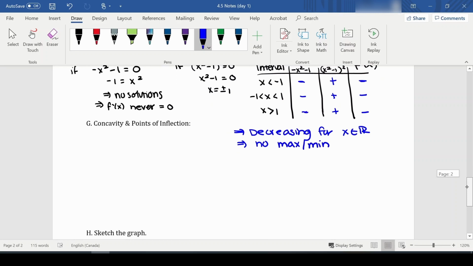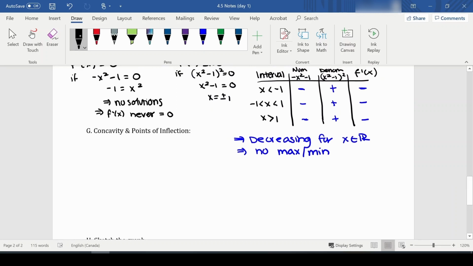Okay. For concavity and points of inflection, we're looking at f double prime. F double prime for us was (2x³ + 6x) over (x² - 1) cubed. Again, for concavity, concave up means f double prime is positive. Concave down means f double prime is negative. We need when f double prime equals 0 or does not exist for points of inflection.